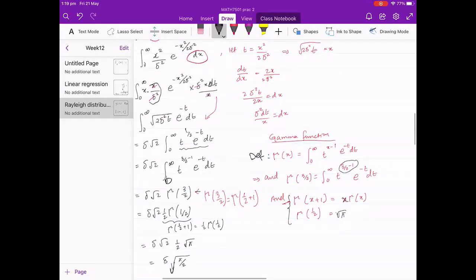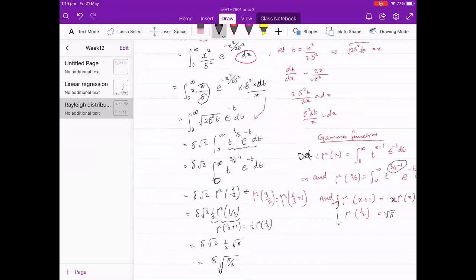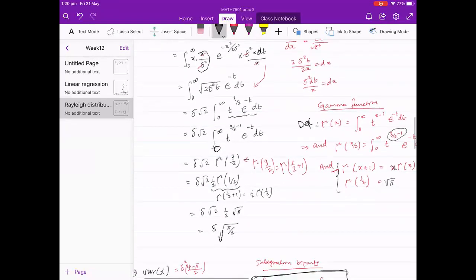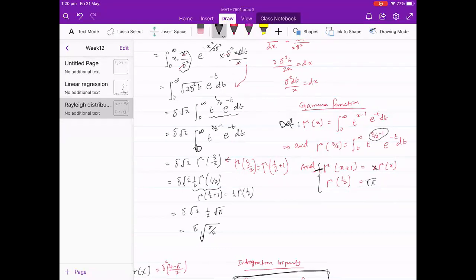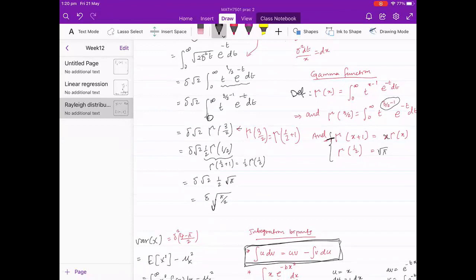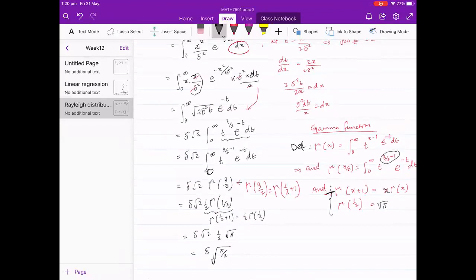Using the property of the gamma function, gamma x plus 1 equals x times gamma x, and gamma of half is the square root of pi. So the first part is splitting this half into 3 over 2 minus 1, so I could apply the gamma function, which is gamma 3 over 2. Gamma 3 over 2 can be written as gamma half plus 1. Using this property, that is half times gamma half, which is half times square root of pi. That's sigma square root of pi over 2. So that's the mean. You could try using integration by parts.